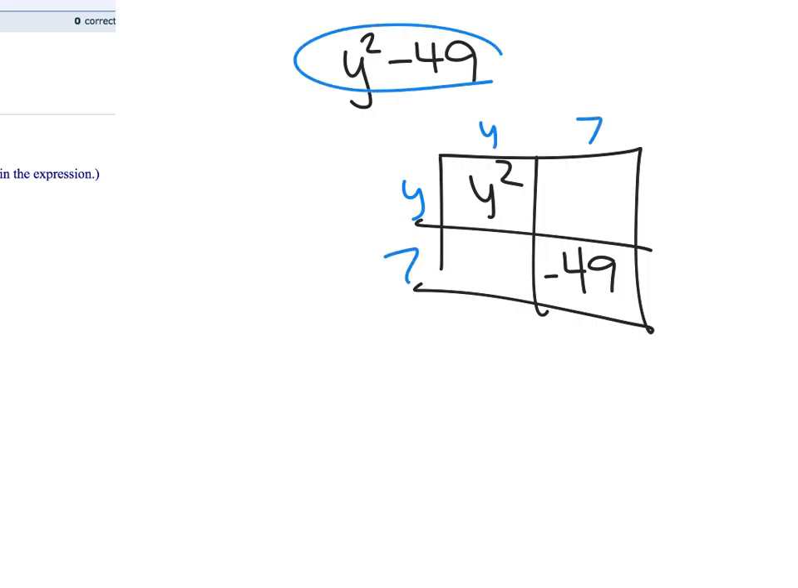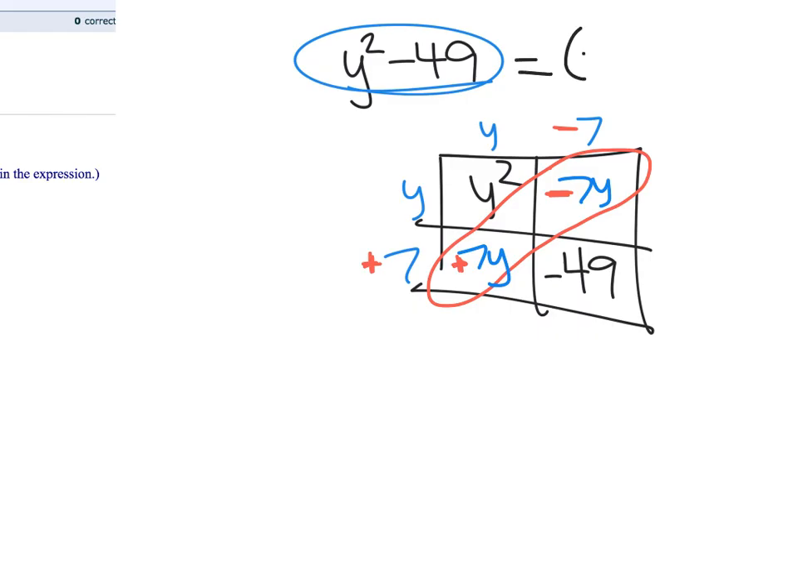And because we have a binomial, we have no internal terms. That means these two internal terms have to cancel each other out. So that means 7y and 7y. That means one of them has to be a negative 7y, and the other has to be a positive 7y, and that's how we cancel out our terms. And so this really is y plus 7 times y minus 7, all right?